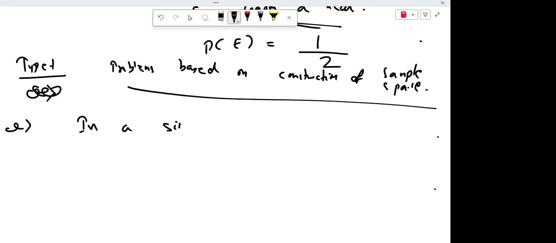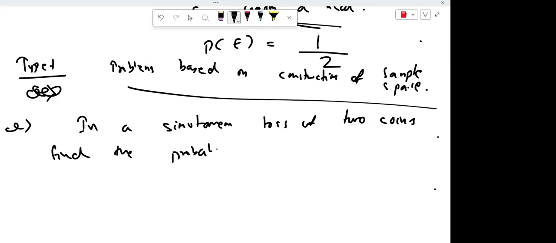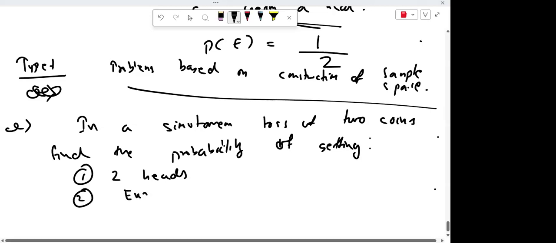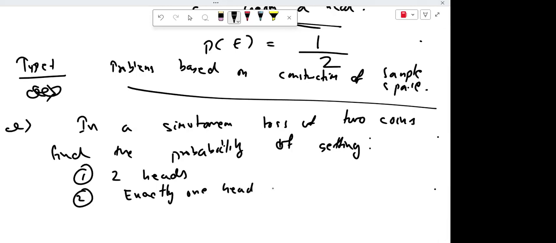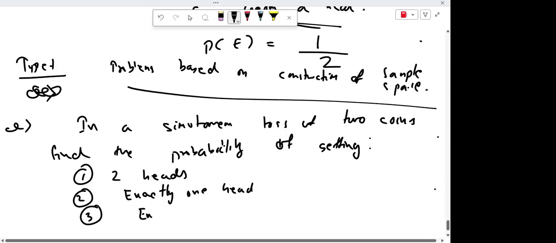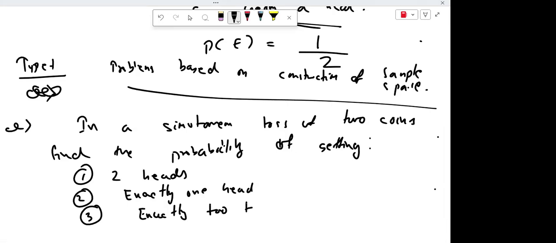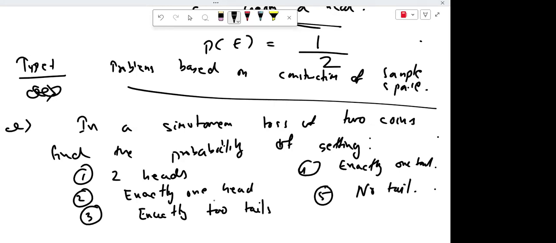For an example, in a simultaneous toss of two coins, find the probability of getting two heads, exactly one head, exactly two tails, exactly one tail, and no tail. You can solve this. Yes, sir. Okay.